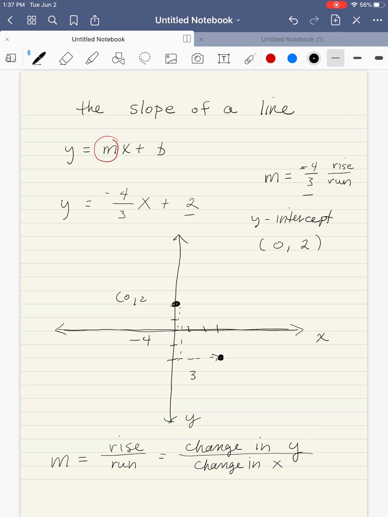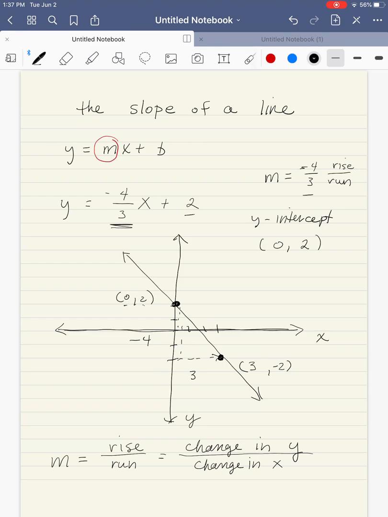And create another point here. And since this point was 0, 2, we are subtracting 4 from the 2 in the y direction. And so our new y is negative 2. And our x went from 0 to the right 3, so it is 3. So we have another ordered pair, 3, negative 2, which allowed me to graph my line.